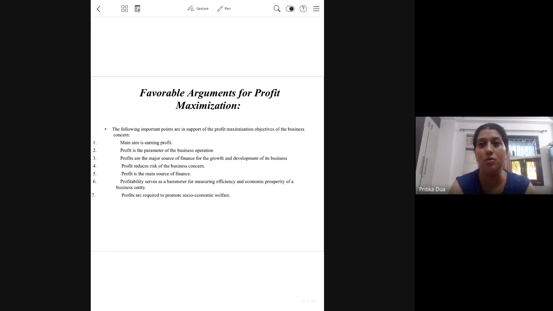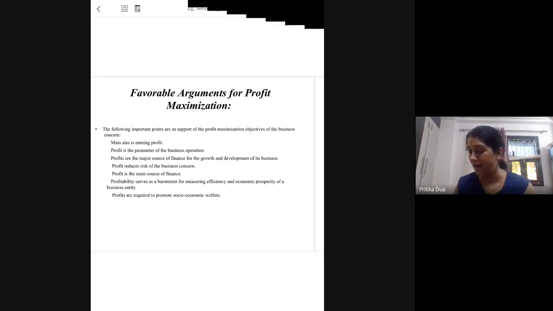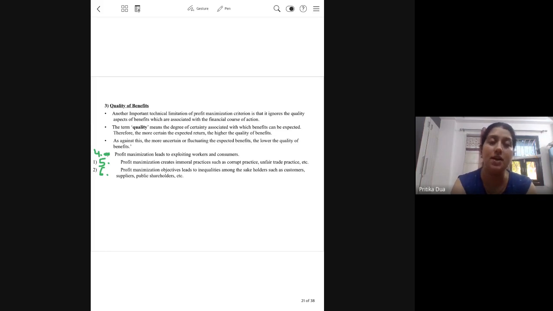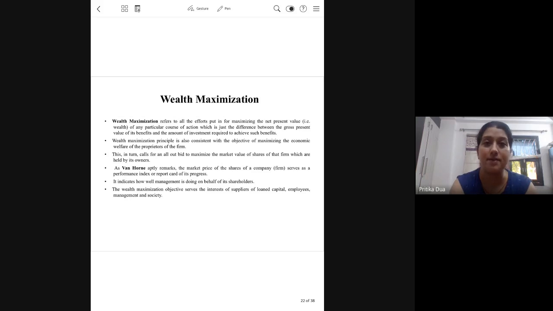The third reason was that the quality of benefits is also ignored when we take profit maximization to be the main objective, and many a time it leads to malpractices or exploitation of labor. It is again social welfare. So these were more general comments, but in finance what we focus on is that the quality of benefits and the timing of benefits is ignored. Now, these two points are addressed by our next concept, which is wealth maximization.